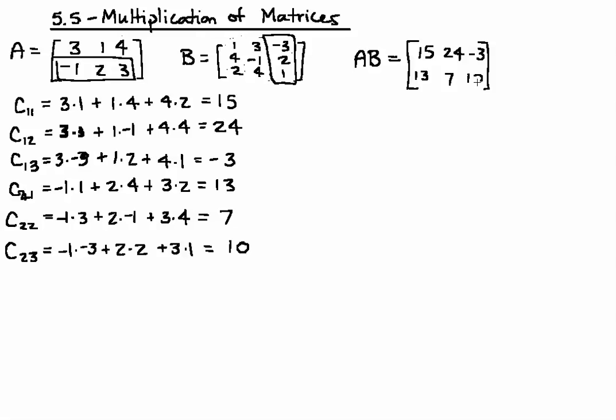So now we have multiplied the matrices A times B, and now we have our new matrix, a 2 by 3, with entries 15, 24, -3, 13, 7, and 10.